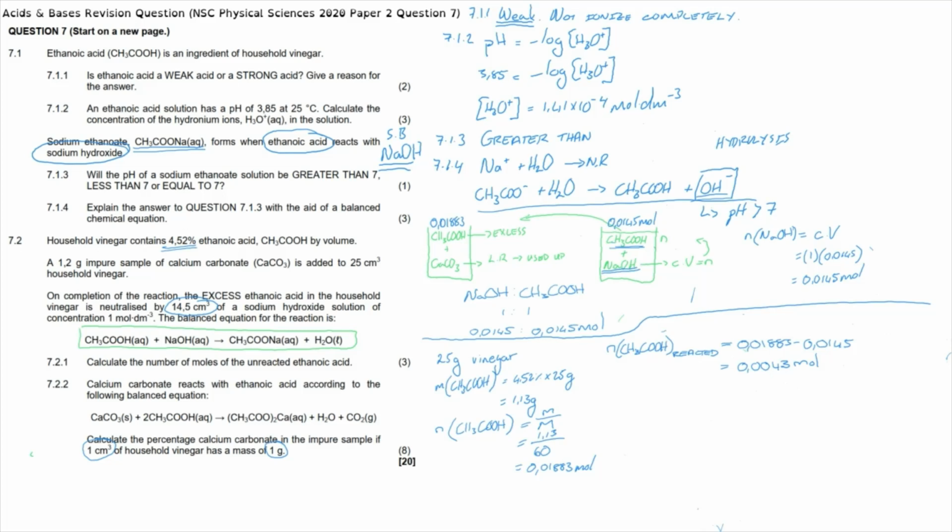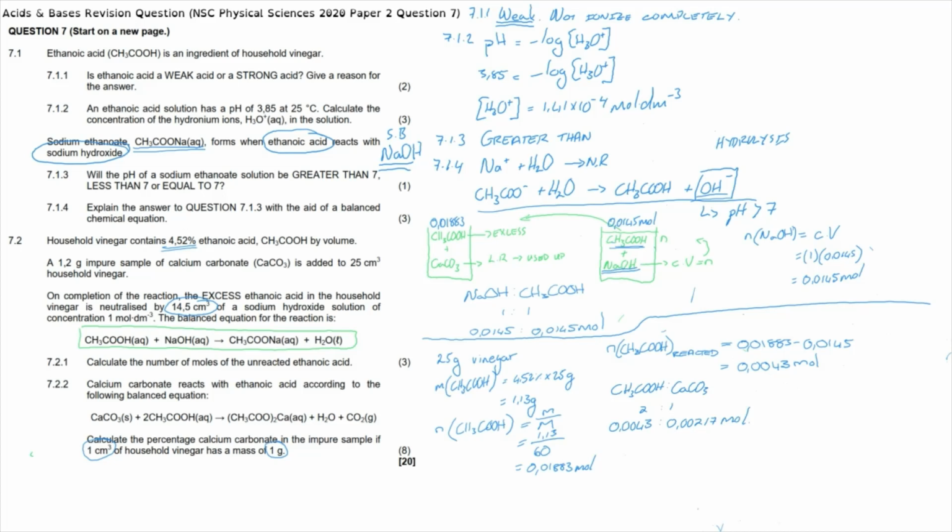We can use this amount with the ratio of our ethanoic acid to the calcium carbonate, which is given by the balanced equation, which we can see is a ratio of 2 to 1, to see that if we used up 0.0043 moles of ethanoic acid in this reaction, again using the unrounded numbers, we must have had initially 0.00217 moles of calcium carbonate present.